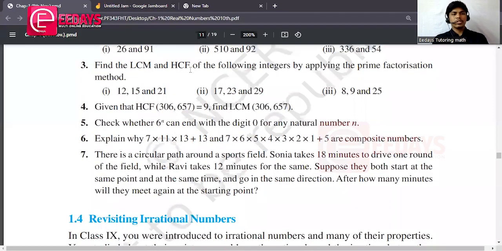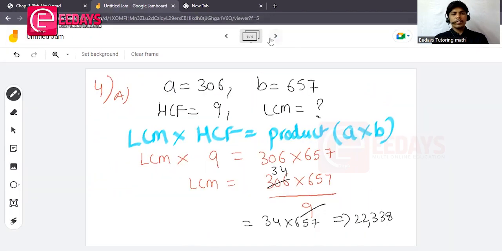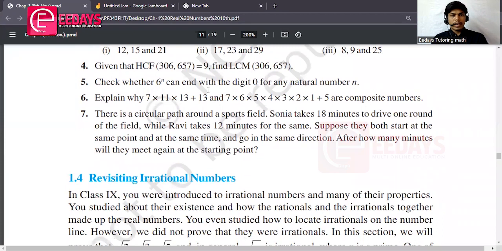Okay, let's move on to the next question. Fifth one: check whether 6 power n can end with the digit 0 for any natural number n. Let's do it here. Fifth question. 6 power n can end with the digit 0.